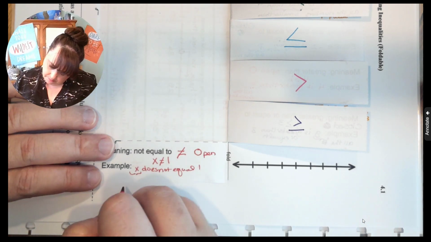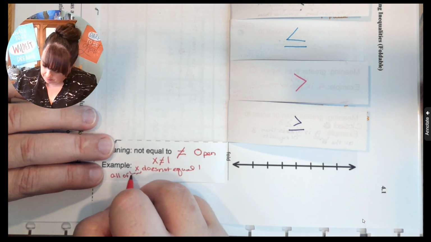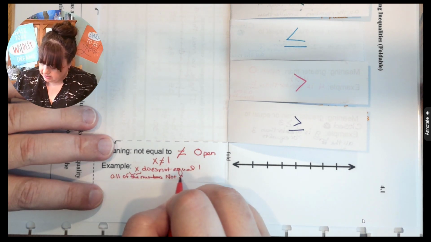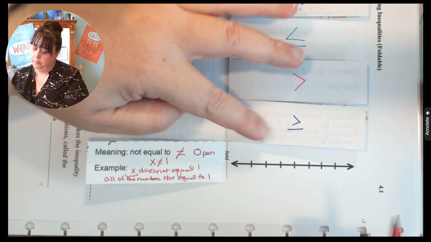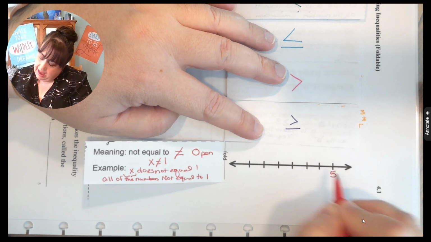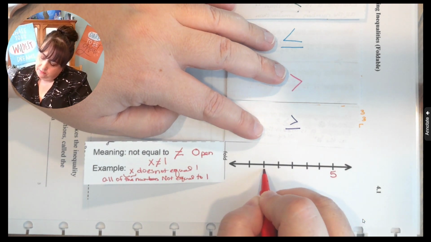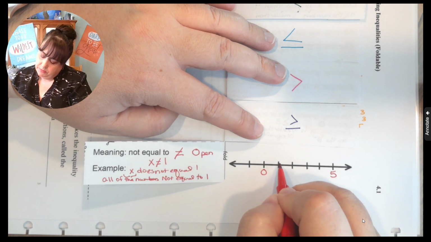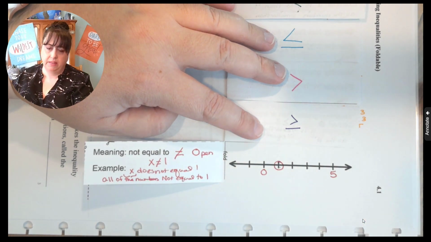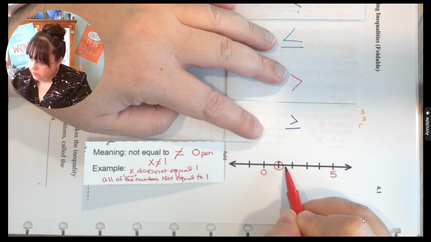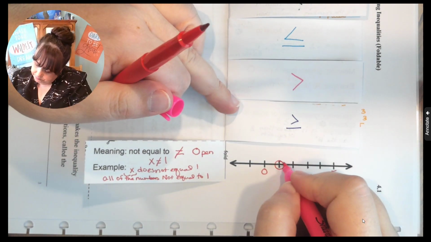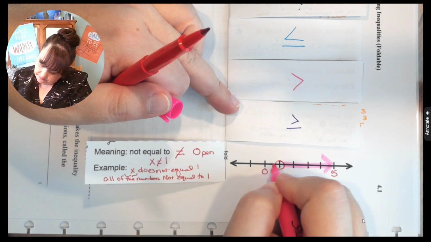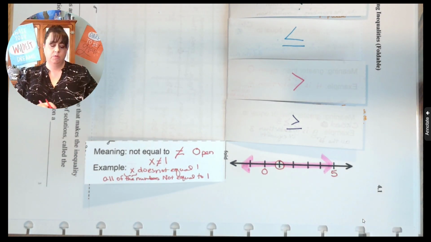So all of the numbers not equal to 1. Okay, this is a weird one. So let's have our 5. 1, 2, 3, 4, 5. And so what we're saying is put an open circle at 1 right there. And then give me all the other ones. I'm going to use a highlighter for this one, because it's everything else. All of the numbers not equal to 1.